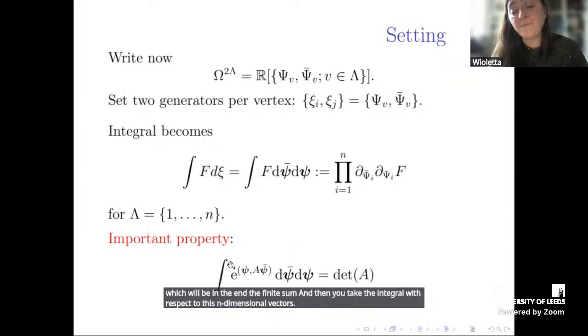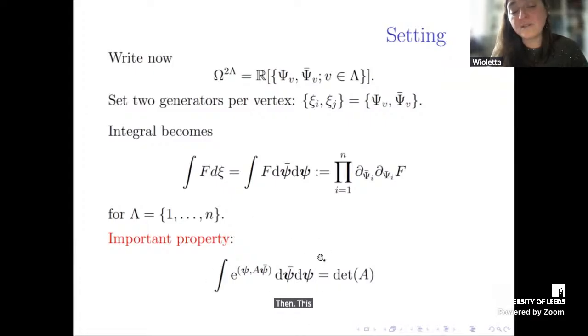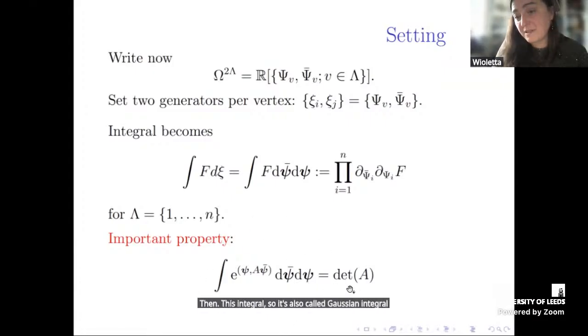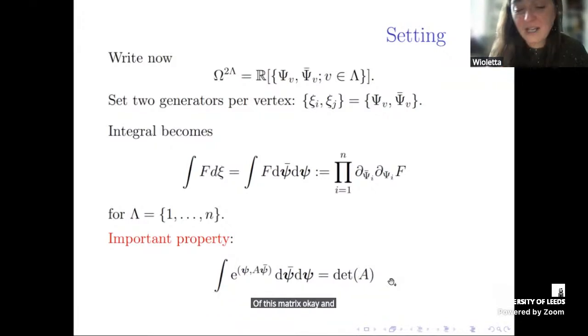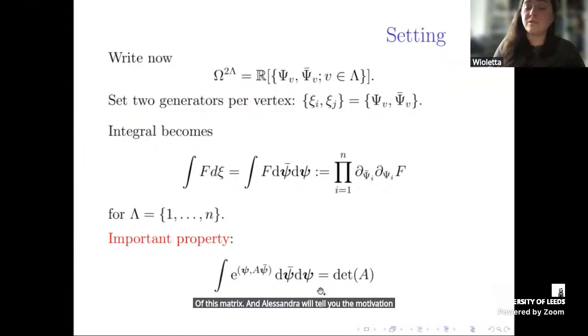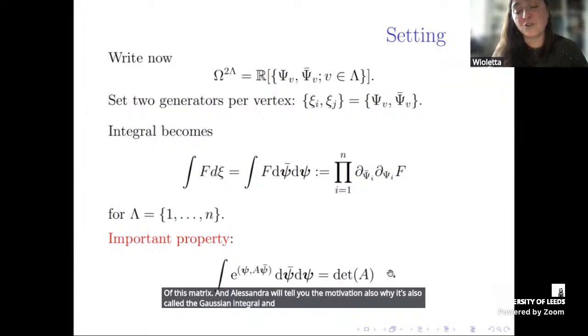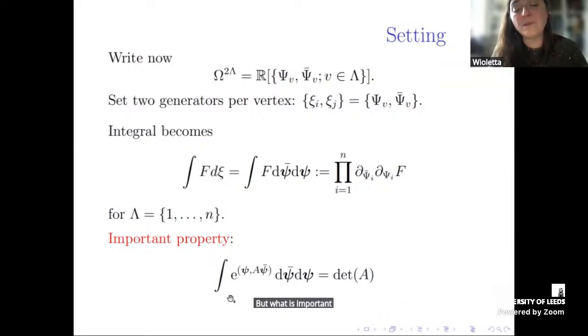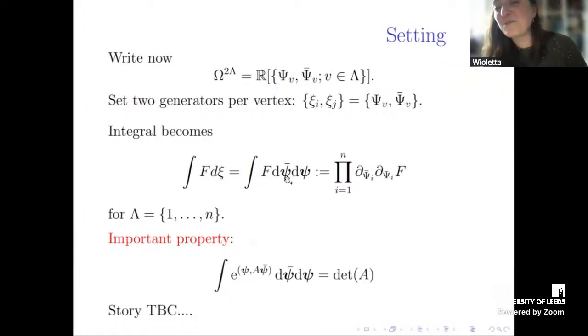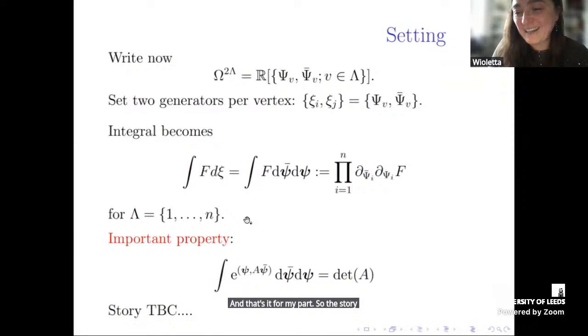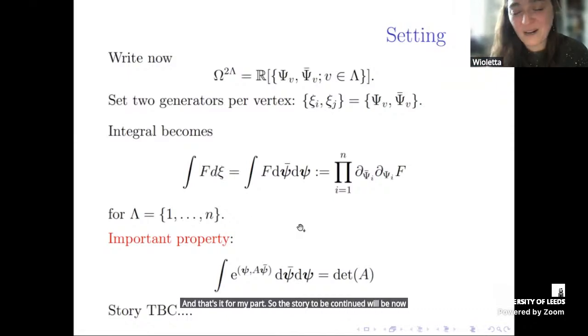Then this integral, so it's also called the Gaussian integral, will give you the determinant of this matrix. Okay, and Alessandra will tell you the motivation also why it's called the Gaussian integral and how it is related with the Gaussian integral. So this will be a bit more clear in a moment. But what is important is you keep in mind this property, which is true for every n times n matrix A. And that's it for my part. So the story to be continued will be now part 2 of Alessandra.